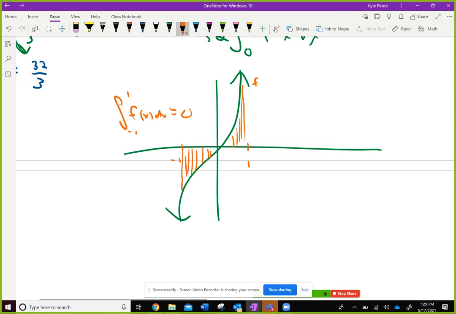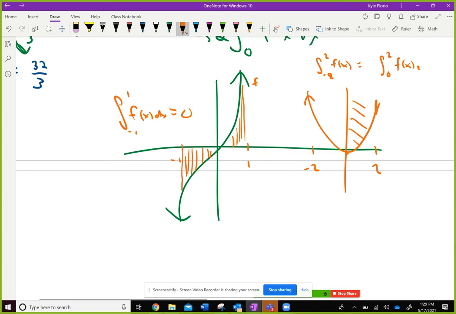Yep. And if it's an even function, like x squared, if I'm going from -2 to 2, you can just go from 0 to 2 and double it. So instead of going from -2 to 2, that's the same thing as going from 0 to 2 and just multiplying it by 2. That could save you some time if you recognize it.